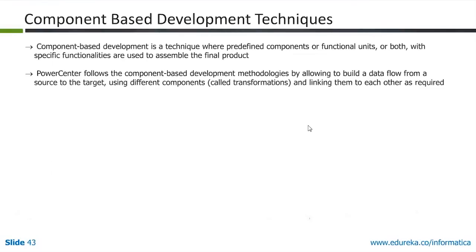So these transformations are the components that are already present in Informatica to help you out with your transformation needs or data integration needs. PowerCenter follows component-based development methodologies by allowing you to build a data flow from a source to target using different components called transformations, and linking them to each other as required. So you'll have to create the transformation as well as link the transformation to create a particular mapping.